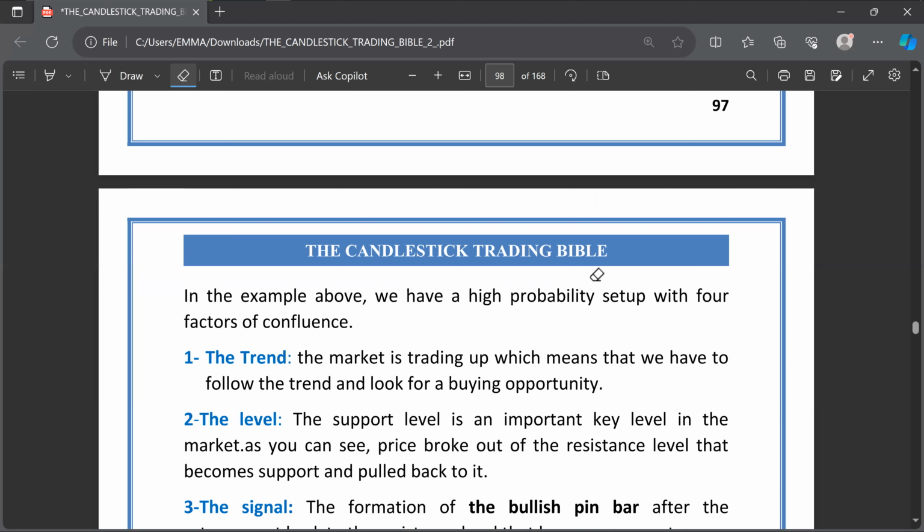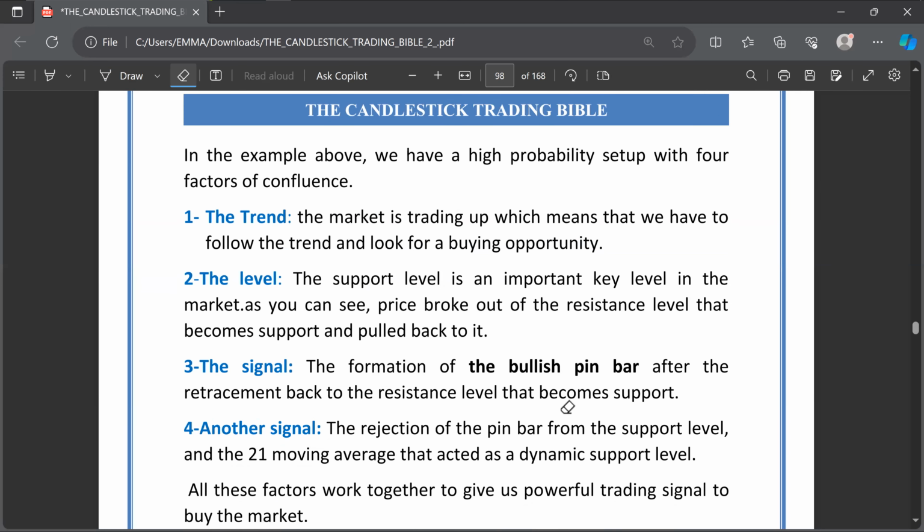In the example above, we have a high probability setup with 4 factors of confluence. We have the trend. The market is trending up, which means the markets that we have to follow the trend and look for buying opportunity. Second, the level. The support level is an important key level in the market. As you can see, the price broke out of the resistance level. The resistance level became our support and pulled back to it, right?